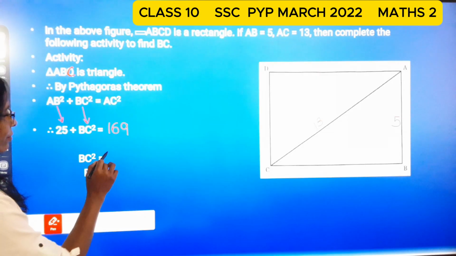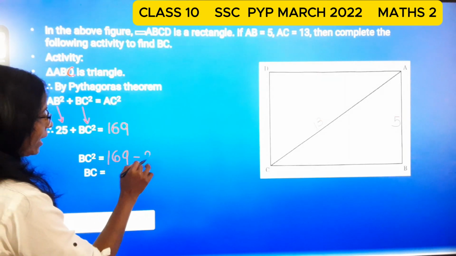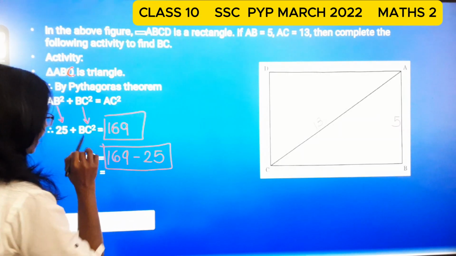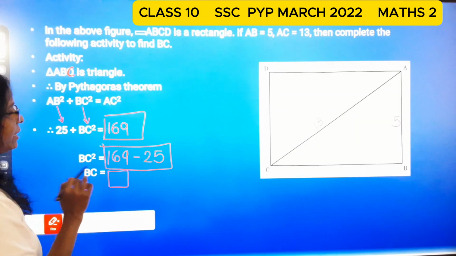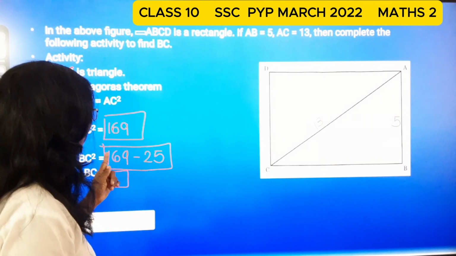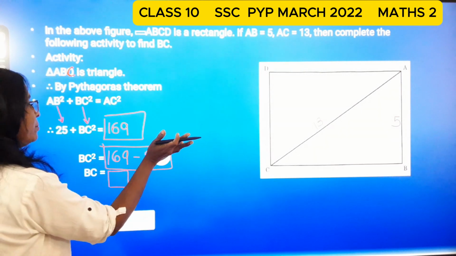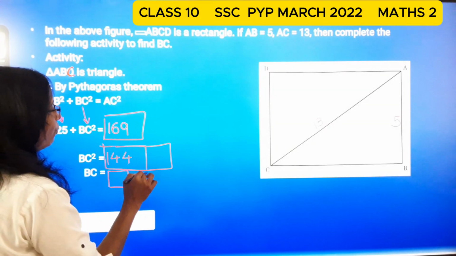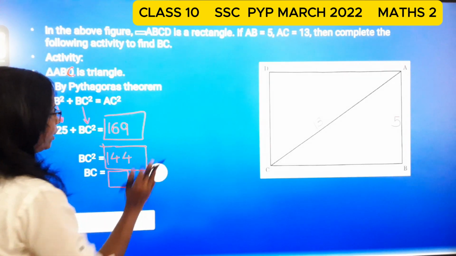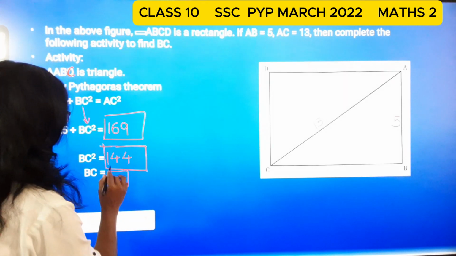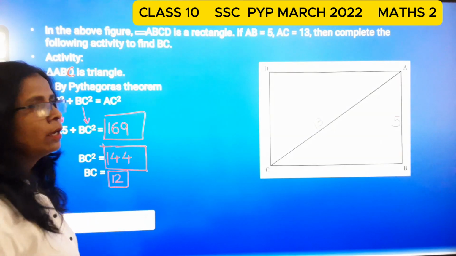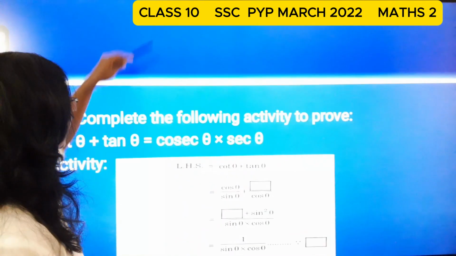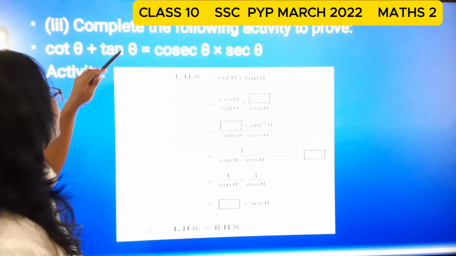Okay, so now BC square is equal to 169 minus 25. Here is the box, here is also the box, and here is that the BC is equal to, now here students, 169 minus 25. That means here students we write the 144. Okay, in the box we write 144. So now here students, BC is equal to 12. Okay, this way.